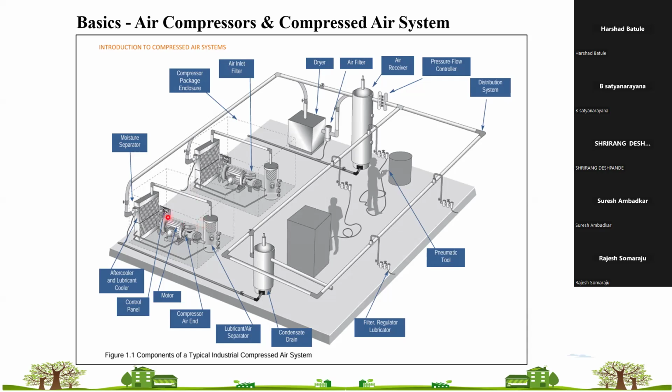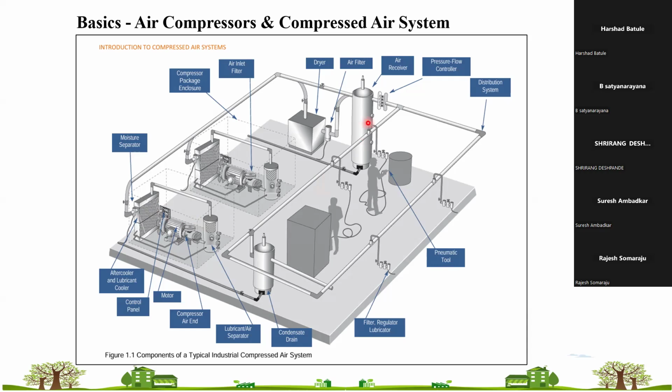You need to calculate the volume of this distribution network. Assume there is only one compressor. This compressor is not in the system, and this receiver is not in the system. So this is the only system directly passing to the user end. You need to calculate the volume of this particular distribution pipeline.